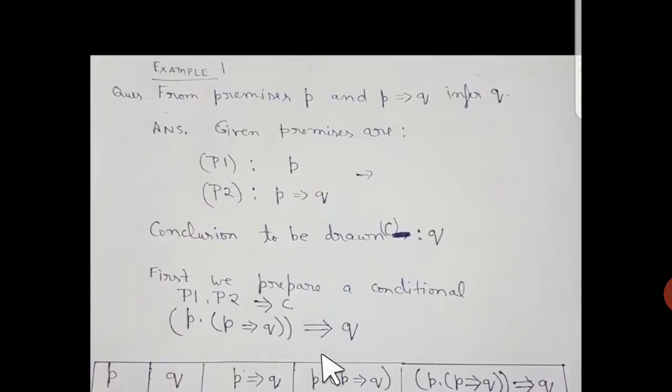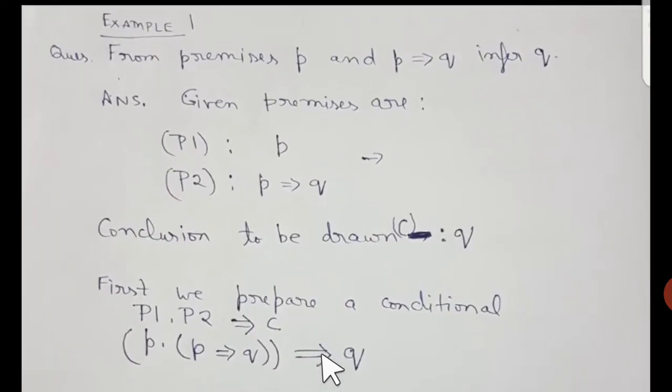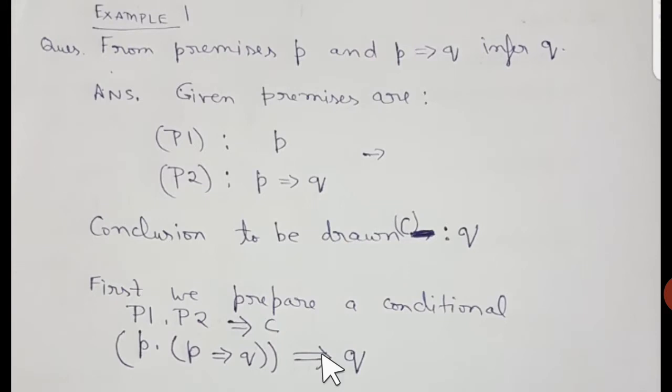Now here you see, from premises P and P conditional Q. Two premises are there, P and P conditional Q. Infer Q. So this is the conclusion to be drawn. Q is the conclusion to be drawn. So we write it. Given premises are P1, first premise, second premise. First premise is P, small p is there. Second is P conditional Q.